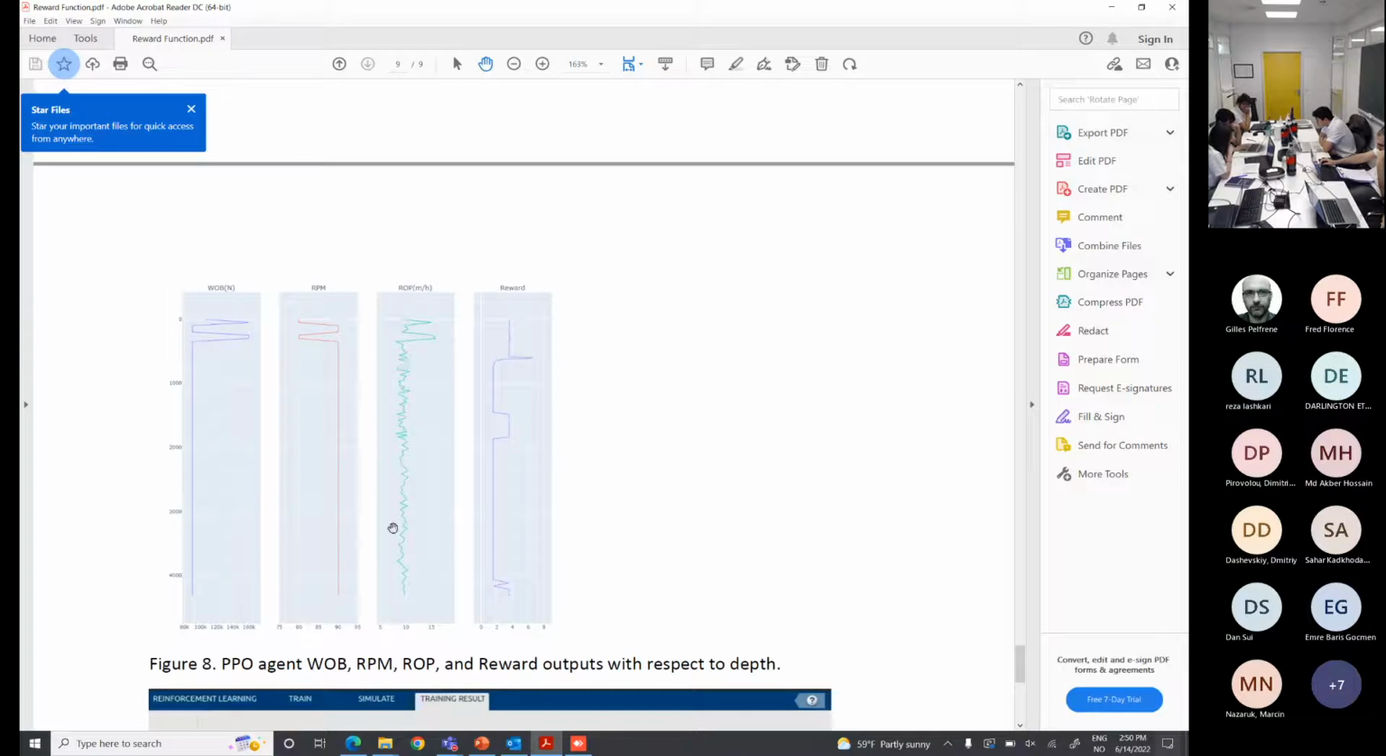And the ROP is showing around 10 meters per hour. And it is oscillating, so it is close to a realistic physical situation. And we are also seeing the reward. So it is trying to maximize the reward or at least stabilize it.